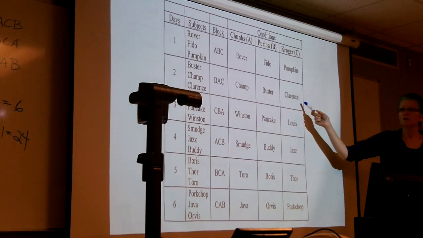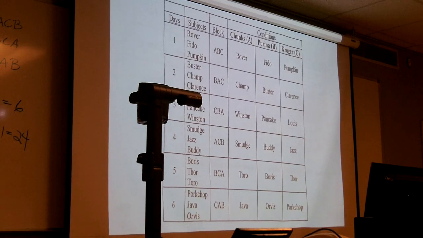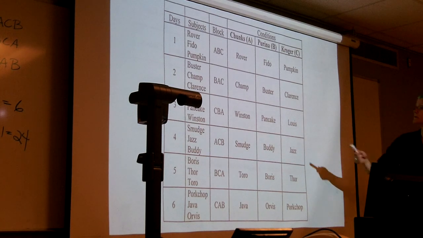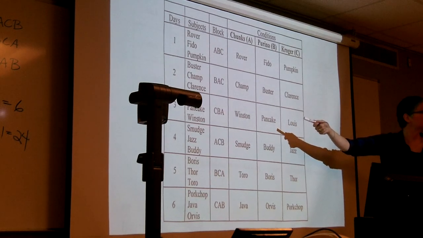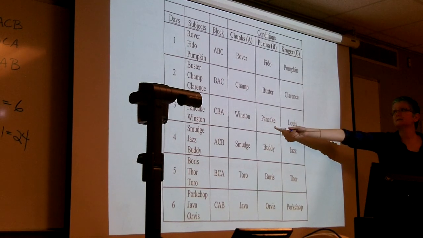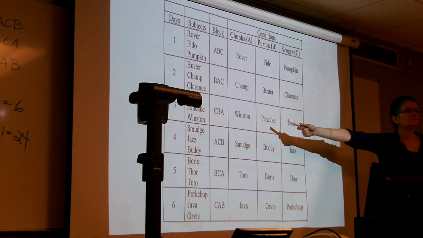And Clarence comes in third, so Clarence goes to the third condition in the list. Grover. Okay. So day 3. You see the pattern? So day 3, Lewis comes in first, Pancake comes in second, Winston comes in third. And the block I'm using is CBA. So that means Lewis is going to C, which is Kroger. And Pancake's going to B, which is Purina. And Winston goes to A, which is Chunks.